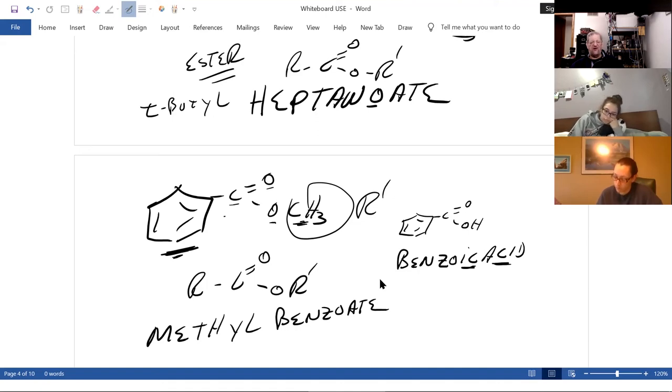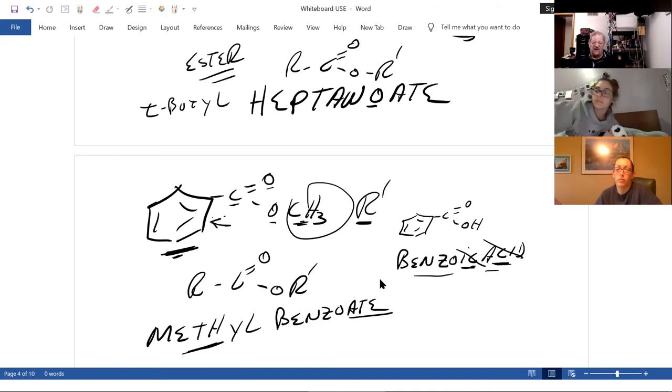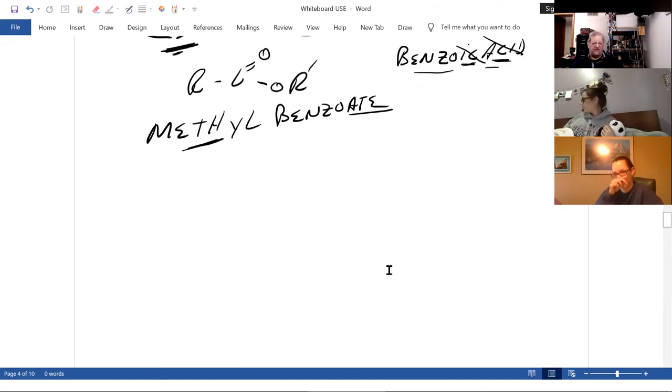When there's no longest chain, it's an aromatic ring, you have to use the IUPAC way. Name R prime as the alkyl group it is in front. Name the carboxylic acid, which would be benzoic acid. Drop the IC in the word acid, add ATE, and that's methyl benzoate. Your turn.